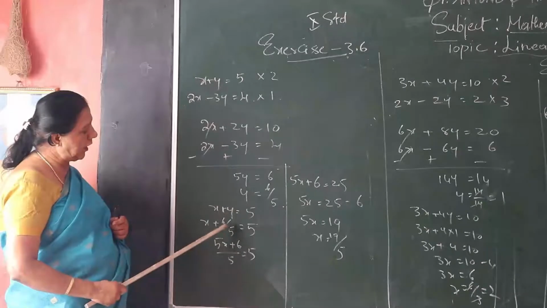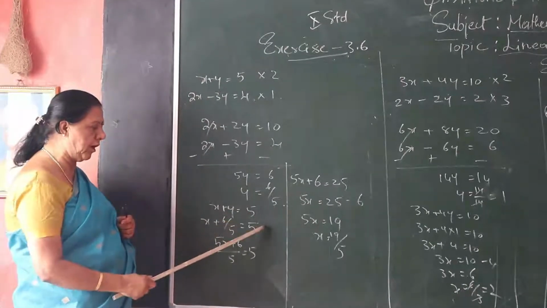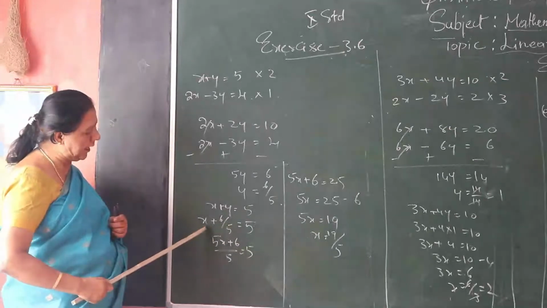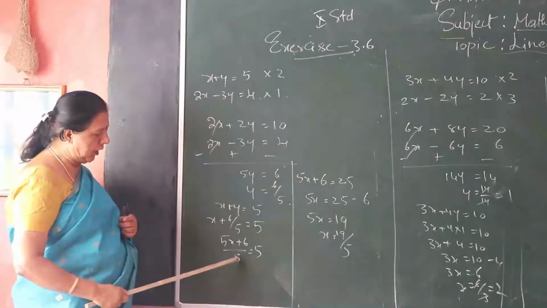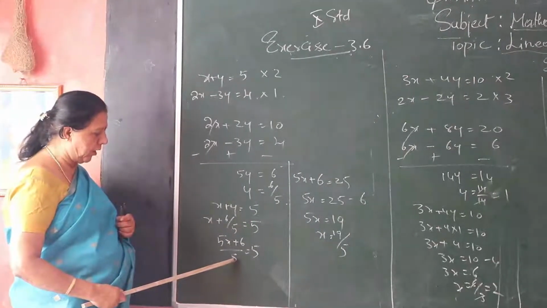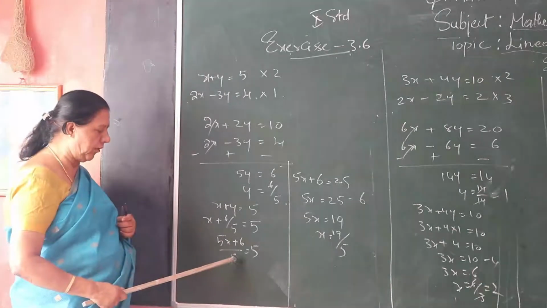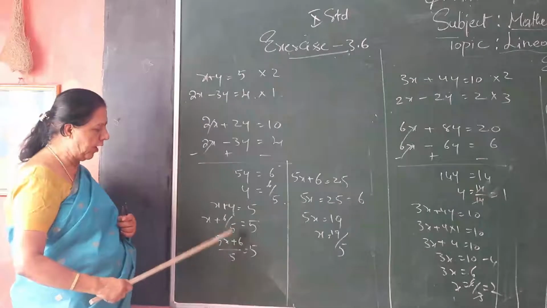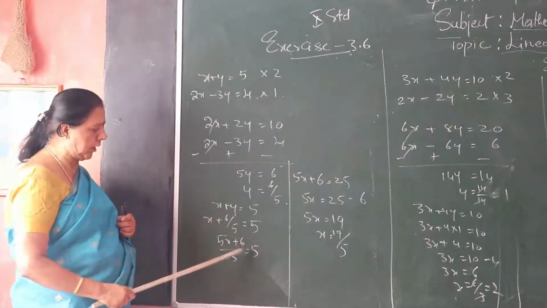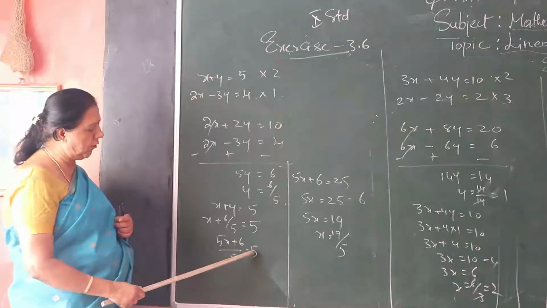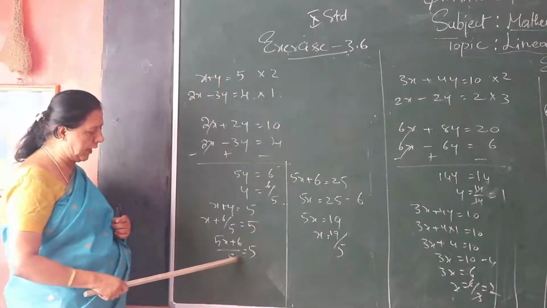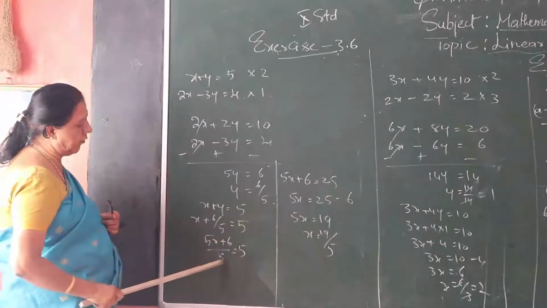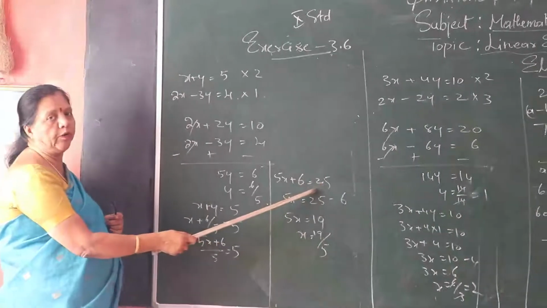We cannot transfer 6 by 5 like that. We don't want that, so here take the LCM. Add both. Take the LCM as 5. So 5 divided by 1, 5 into x is 5x, plus 6 into 1 is 6, is equal to 5. By cross multiplication, 5x plus 6 is equal to 5 into 5, 25.